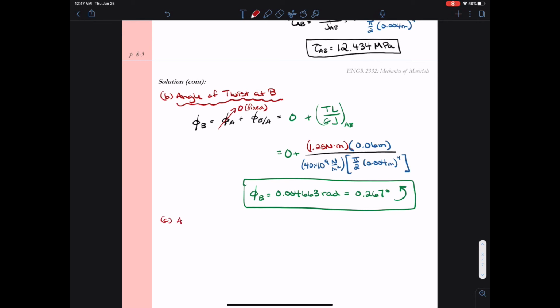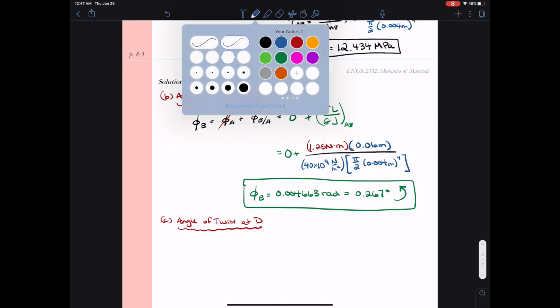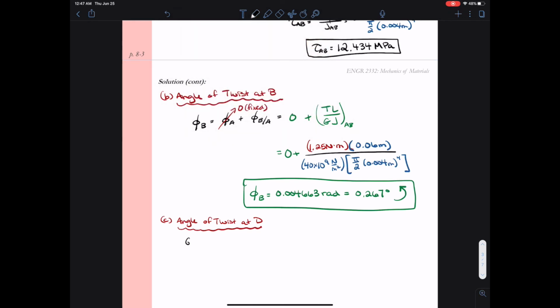Finally, we want to get the angle of twist at point D, and again, we're going to have an opportunity to use our gear ratios to come up with this calculation. Because gear B is the larger gear, when it rotates through an angle, the smaller gear, in order to keep up, has to rotate through a larger angle. So we'll set up our gear ratio that says the radius of gear B divided by the radius of gear D equals the angle of twist at gear D divided by the angle of twist at gear B.